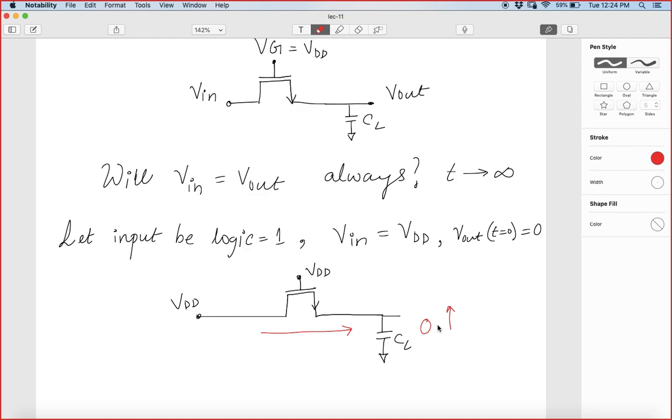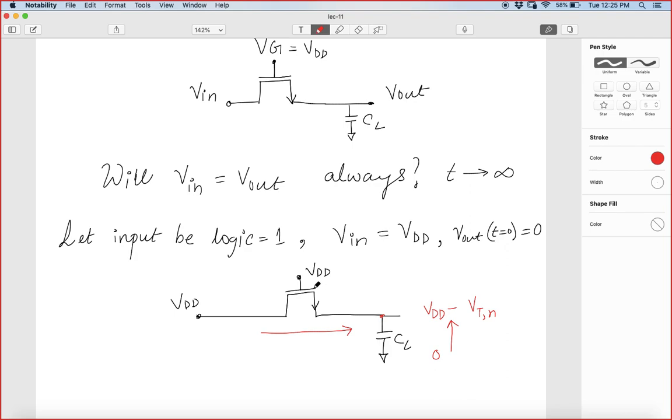But the voltage will rise up, and a time will come when this voltage will be VDD minus VTH, the threshold voltage of the inverter. So a time will come when it will rise from 0 to VDD minus VTN, which is the threshold voltage of this MOSFET. After this, the VGS drop cannot be less than VTN.